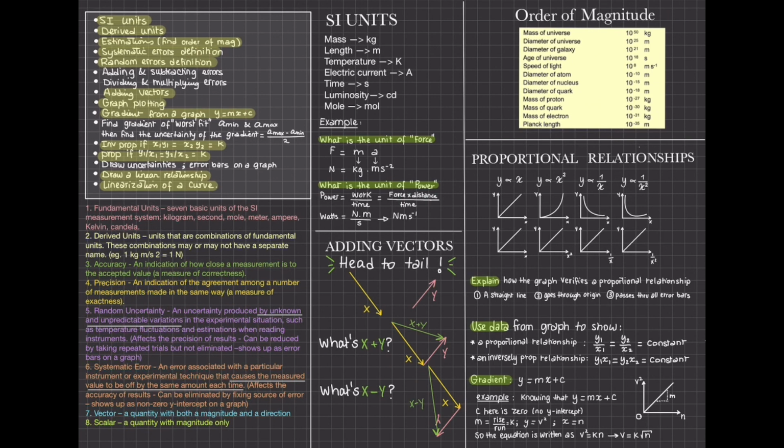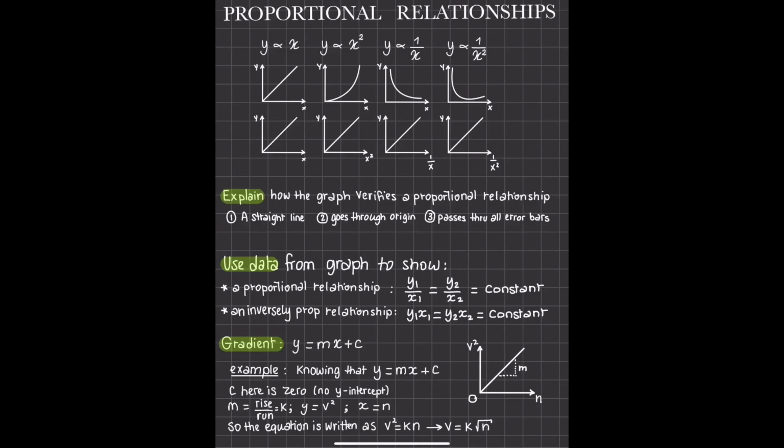Alright, now we look over graph plotting, gradient from a graph, inversely proportional and directly proportional relationships, and how to linearize a graph. So as you can see over here, these are the different types of graphs that we can get. If the graph is not linear, like this one for example, so it's a curve, but we know that the relationship is y is proportional to x squared.